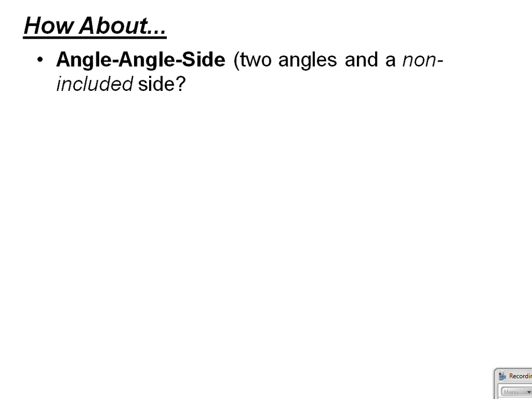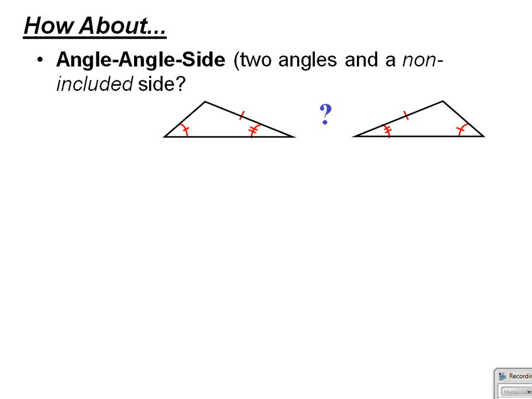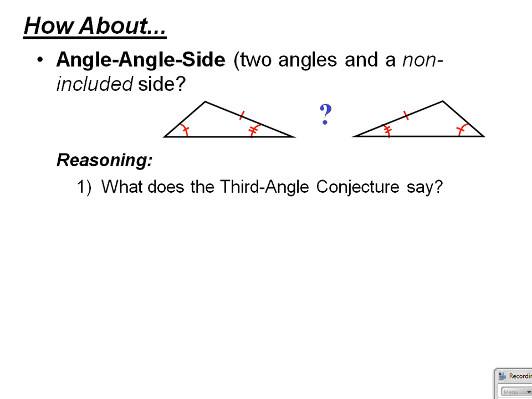But of course, there were a few configurations that we haven't discussed yet. For example, angle-angle-side. Two angles and a non-included side. Notice specifically here the congruent side is not located between the two angles as ASA is normally configured, but outside the two angles. Well, we can use some reasoning to figure out whether or not this is true.